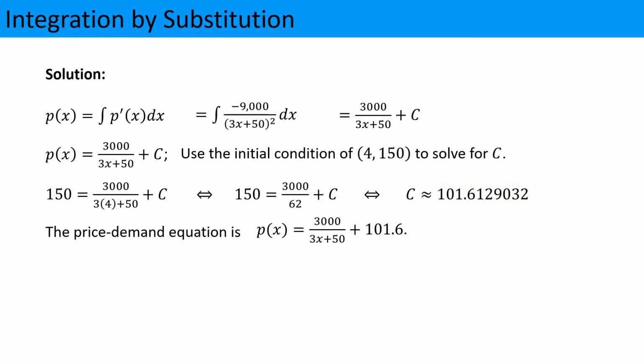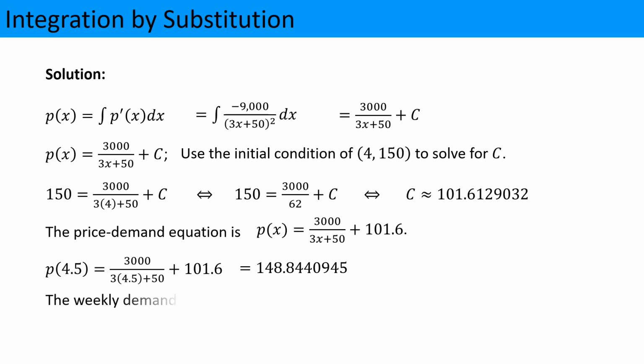101.6. Now we want it for $4.50. So we're going to put in 4.5 every place there's an x. You got 3,000 divided by 3 times 4.5 plus 50, and all of that plus 101.6. Use your calculator here. And it comes out to 148.8440945. The weekly demand when you are charging $4.50 per bottle of shampoo is approximately 149.